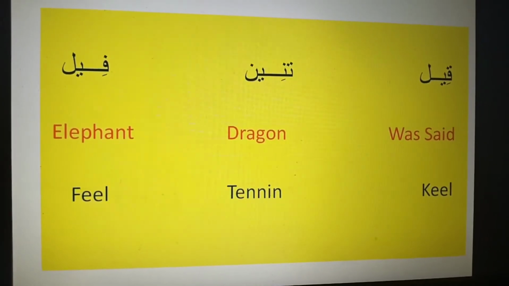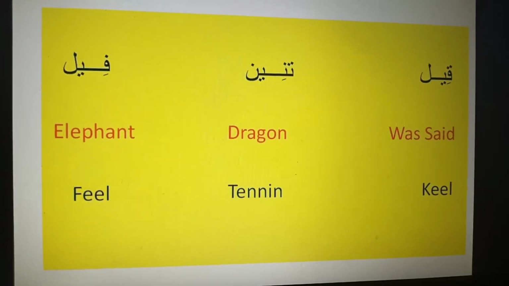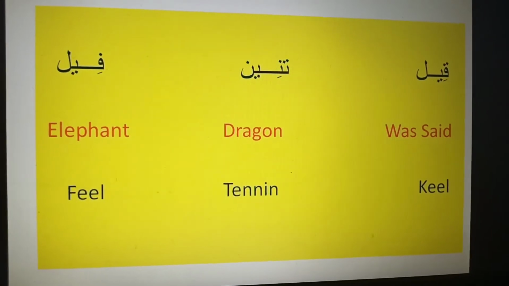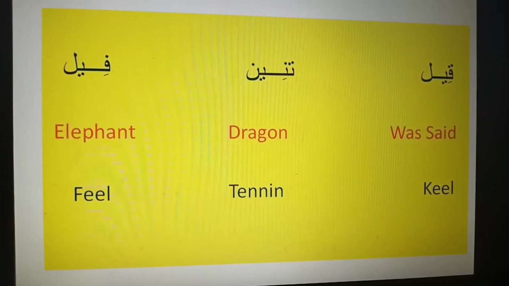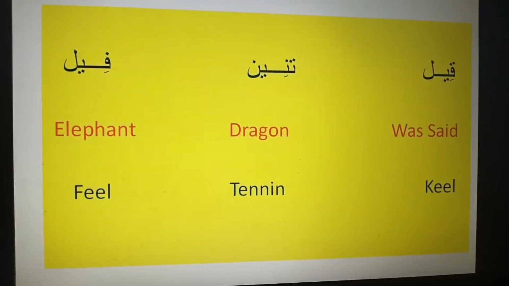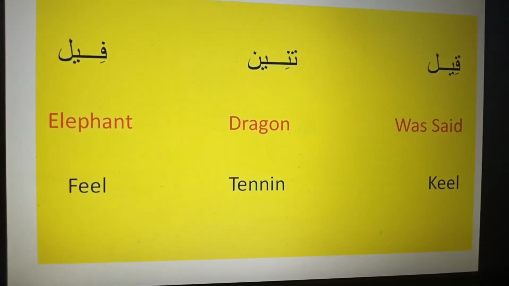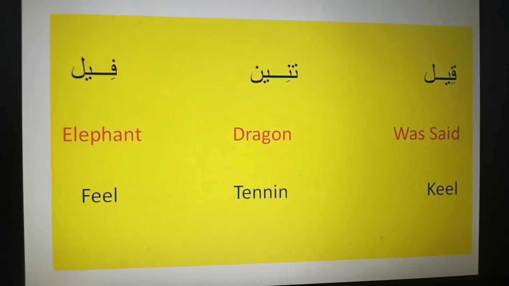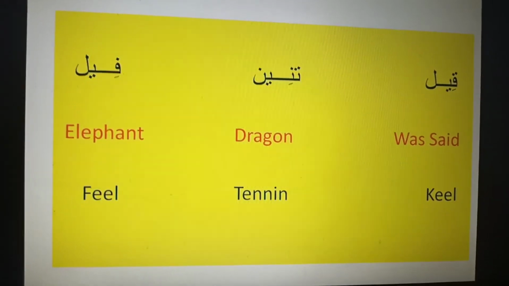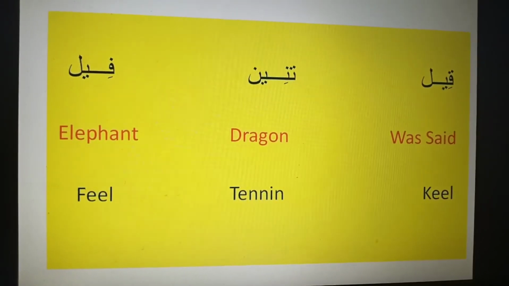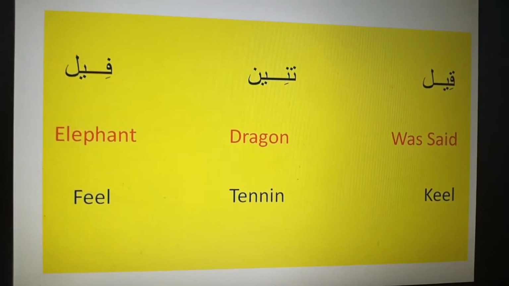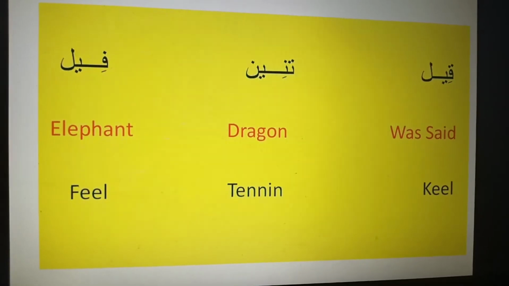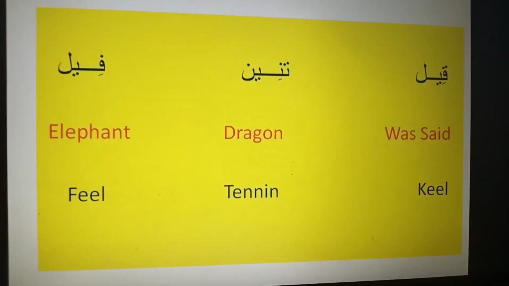T and the Noon have kasra below them. So Tinin, the first letter T is followed by E, and the second letter Noon, N, but we added here double N, and I will make another video for explaining that later. But now we put Noon to be equal to 2N. And then we have the letter Y. Y stands for I, and the last letter Noon, which stands for N, so it becomes Tinin.